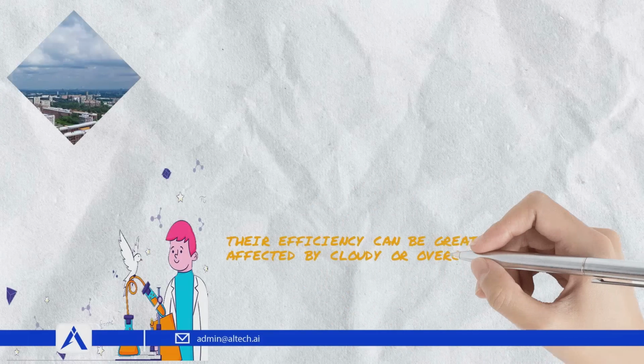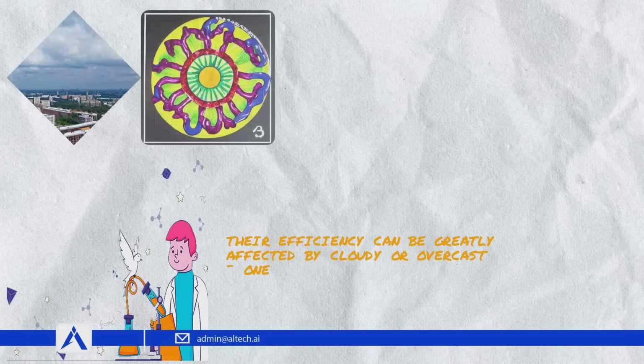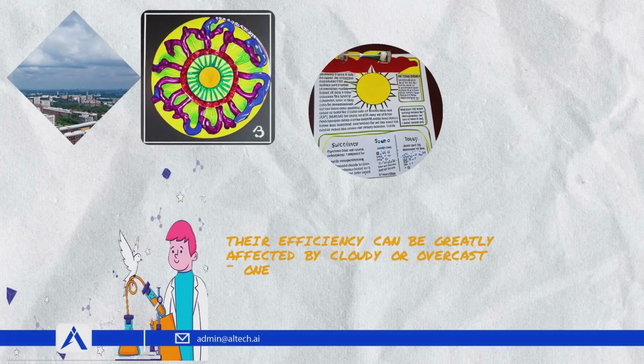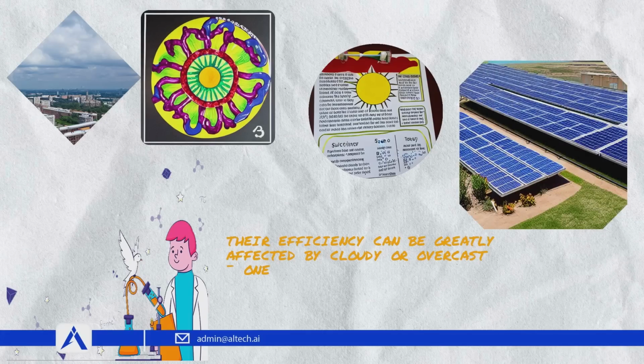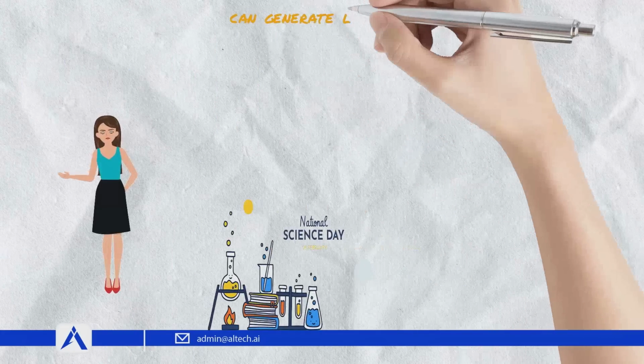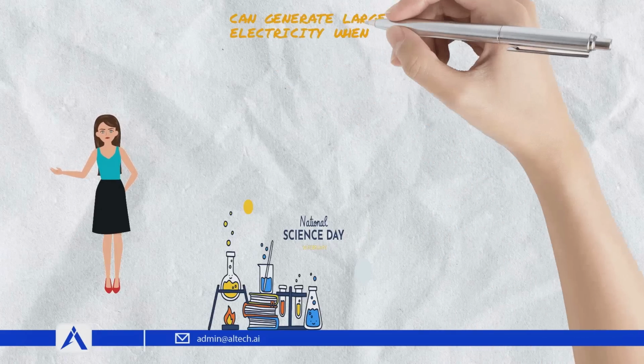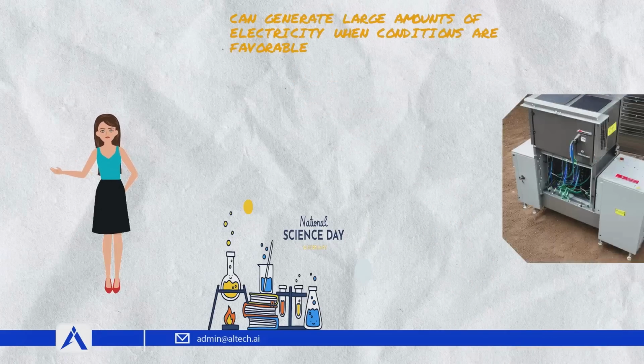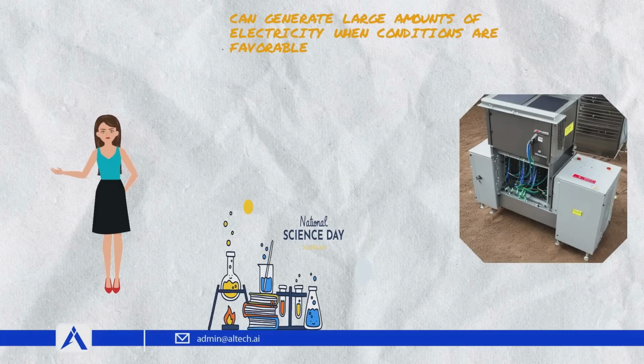One of the main advantages of solar energy is that it is entirely free. The sun's rays are readily available to us all, and can be harnessed to generate electricity and heat. However, the initial installation costs for solar panels can be quite high, and their efficiency can be greatly affected by cloudy or overcast weather. Next, we have wind power, another popular source of renewable energy.